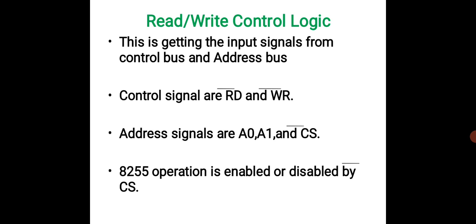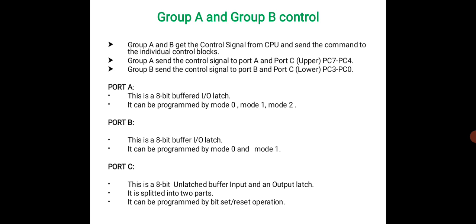This IC 8255 is enabled or disabled by the chip select. And as I mentioned already, there are the group A control and the group B control. Group A has port A and port C upper, and group B has port B and port C lower. And here port A or port B, whatever it is, is all buffered IO latch.